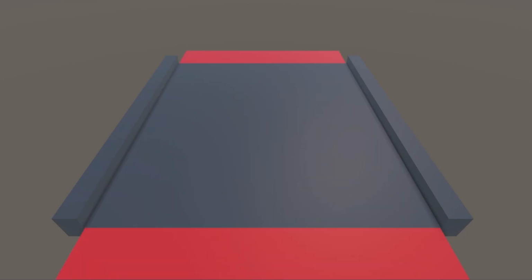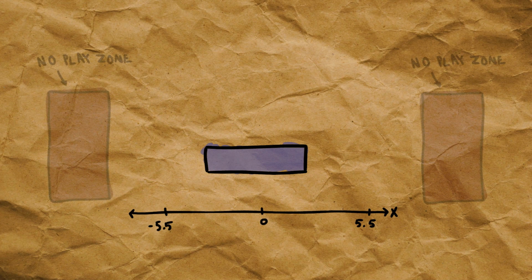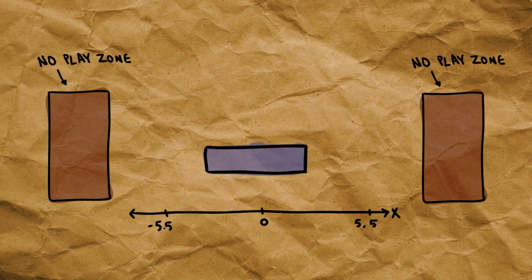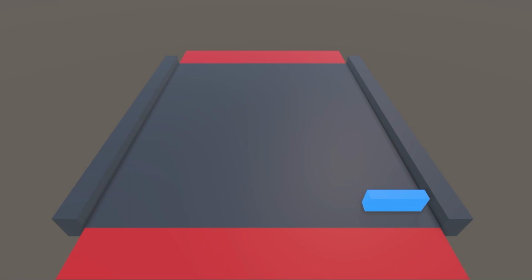Now let's add our character, the platform. We are going to add a script which enables us to move along the positive and negative x-axis and limits us from moving past 5.5 units to the left and right. That looks pretty good.